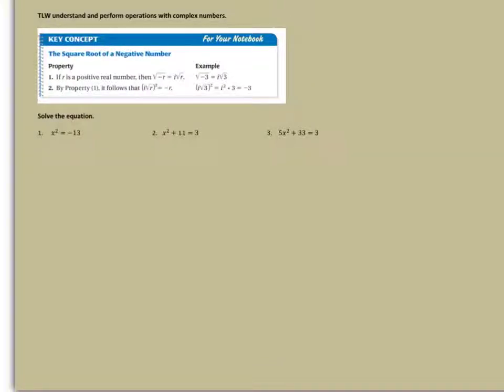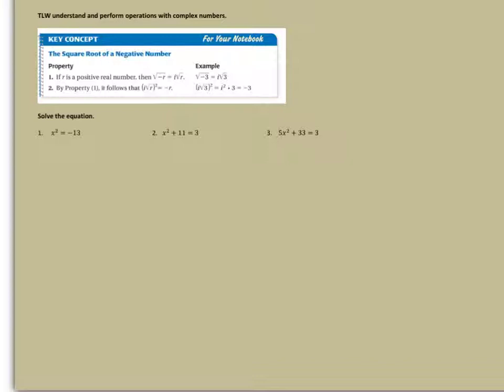Alright guys, today's goal: the learner will understand and perform operations with complex numbers. Okay? The square root of a negative number. If r is a positive real number, then the square root of negative r is i times the square root of r. So if you look at the square root of negative 3, it's i times the square root of 3. By property 1, it follows that i times the square root of r squared equals negative r.